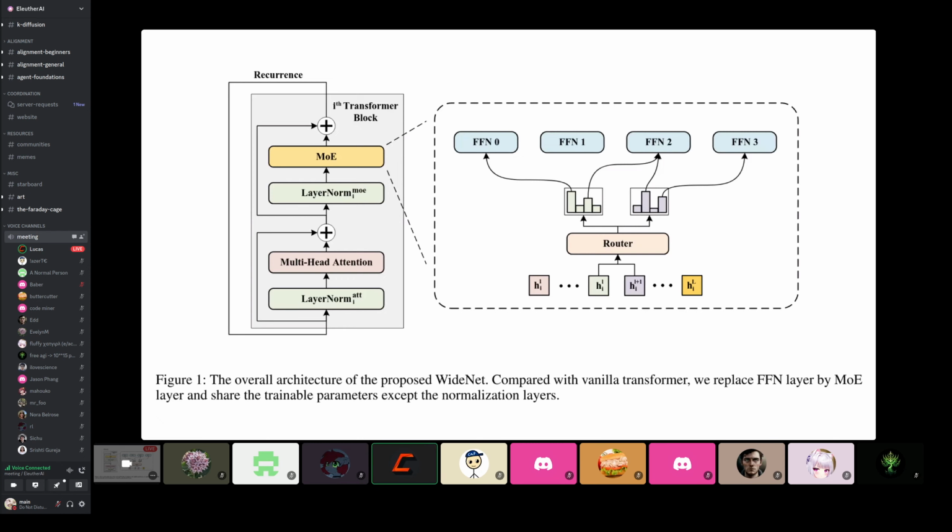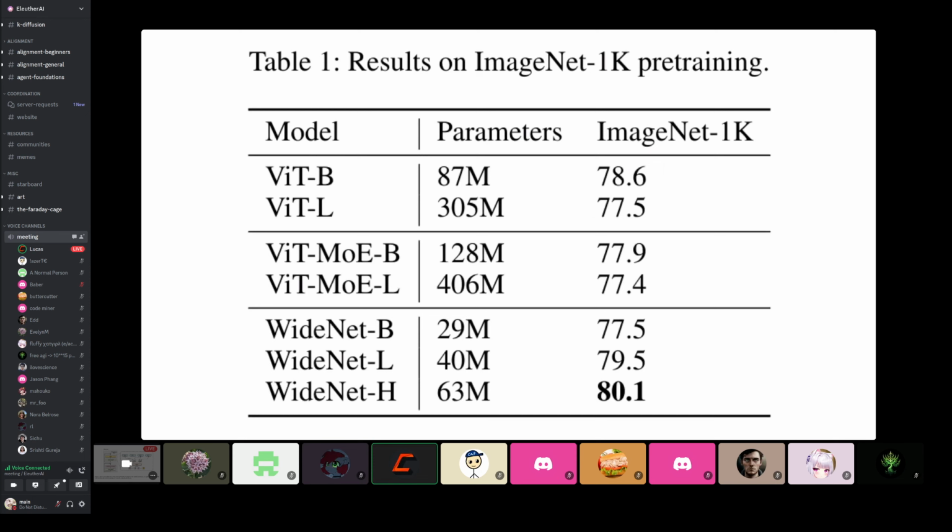Right, so then immediately they jump into the results, and here we can see that the ViT mixture of experts, the big model, outperforms WideNet. And then similarly, the large model, the ViT-MoE, at some point underperforms WideNet. But it is also important to note that they actually re-implemented ViT-MoE. These are all their own implementations.